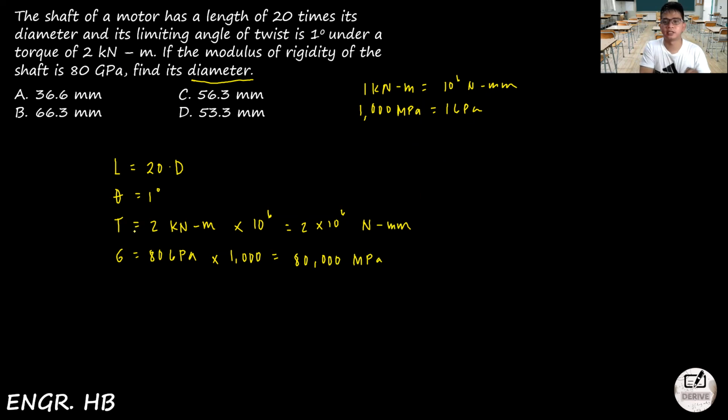Since this is an angle of twist problem, we all know the formula: theta is equal to TL over JG. You have torque, you have length, you have the modulus of rigidity G, and you have J, which is the polar moment of inertia. And we all know that the polar moment of inertia is equal to pi over 32 times d raised to 4, for a solid shaft. The givens are all there, and I think this will become a direct substitution.